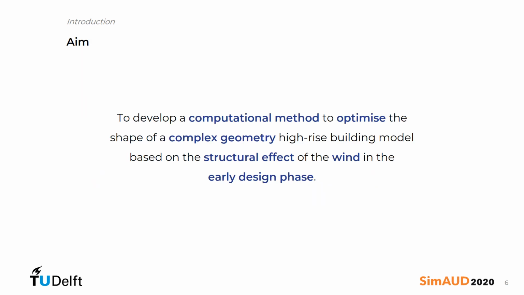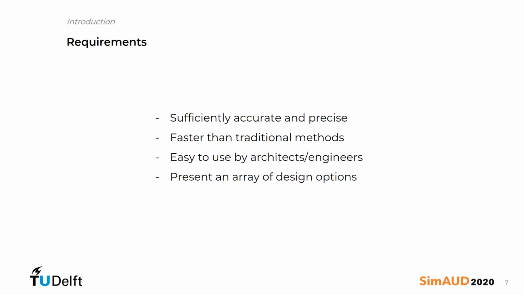Thus, the aim of my research was to develop a computational method in order to optimize the shape of a complex building based on the structural effect of the wind in the early stages of design. To do this, it should be first sufficiently accurate and precise, but should be much faster than traditional methods. Also, it should be very easy to use by architects or designers or engineers, and present not only one single result, but an array of design options that one can choose from.